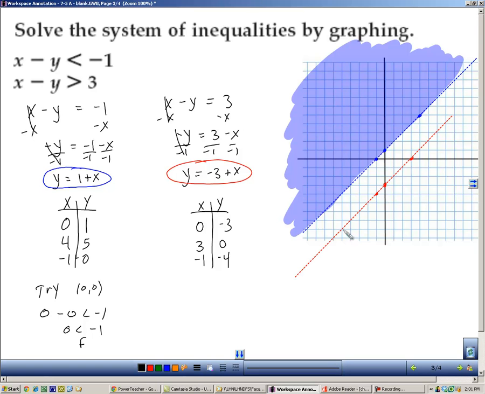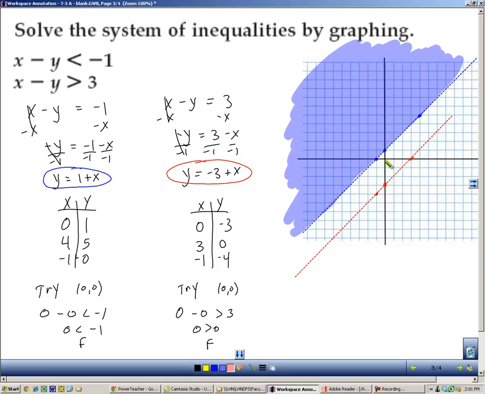Notice it's dotted because the original inequality is greater than. So now I want to figure out shading. We do that by trying a point. Try 0, 0. Into the original. 0 minus 0 is greater than 3. So is 0 greater than 3? No, it's not.